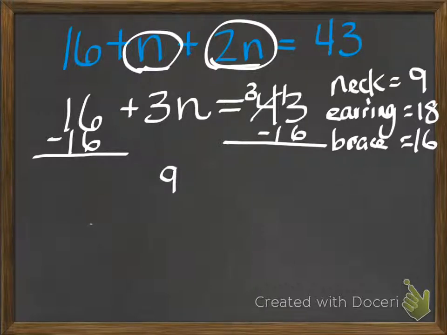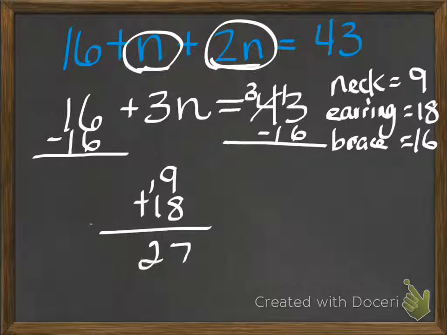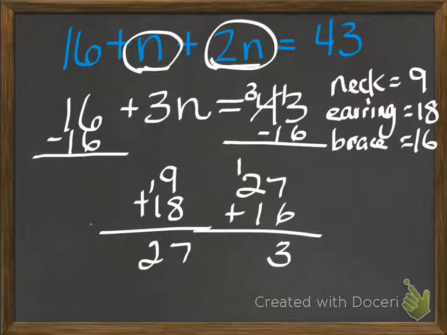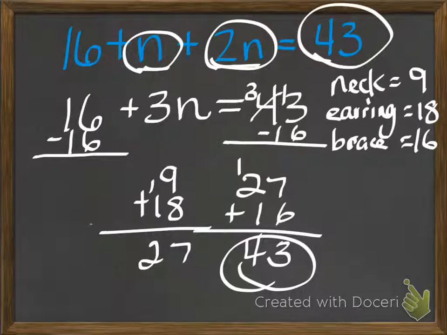So 9 plus 18. 9 plus 8 is 17. We got 27. And 27 plus 16. 7 plus 6 is 13. Carry the 1. 2 plus 1 is 4. So 43 matches 43 right there. So we got the right answer.